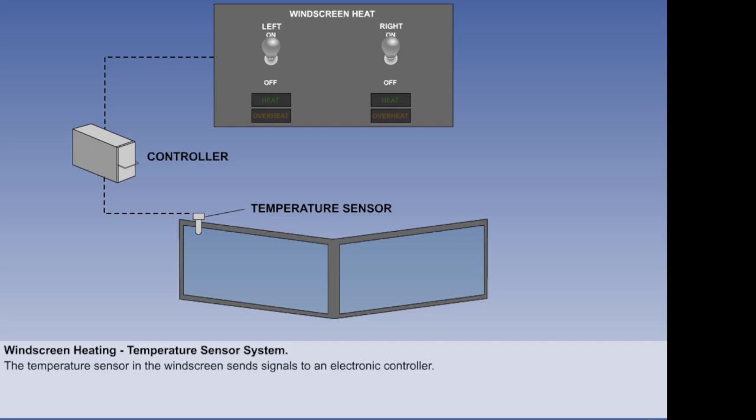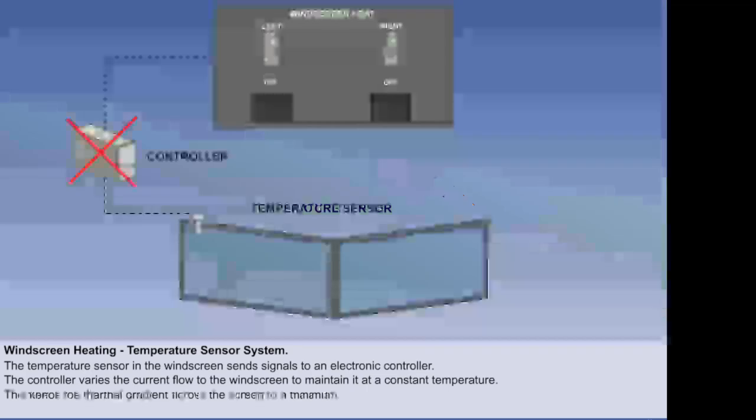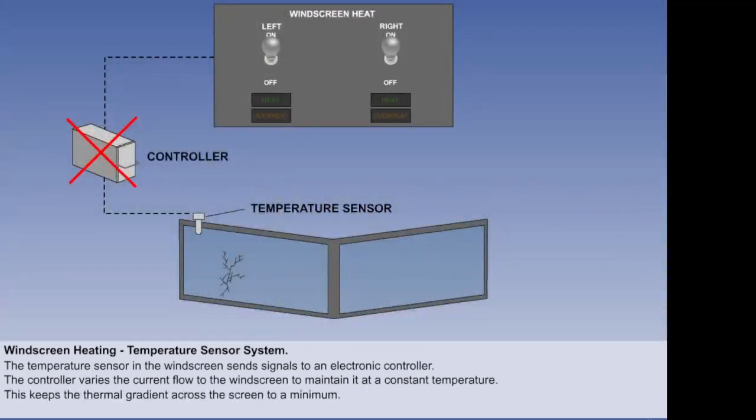In the system using a temperature sensor in the windscreen, the sensor sends temperature signals to an electronic controller. The controller varies the current flow to the windscreen to maintain it at a constant temperature. This is typically around 30 degrees Celsius in flight and a lower temperature, typically 16 degrees, on the ground. The changeover is made by the landing gear air-ground logic system. This system has the advantage of keeping the thermal gradient or temperature difference between the inside and outside of the screen to a minimum, thus increasing the useful life of the screen.